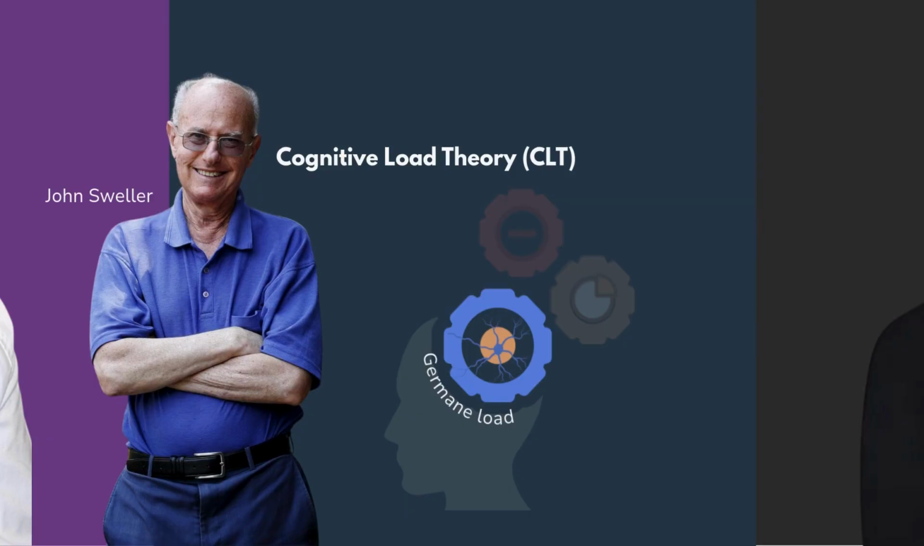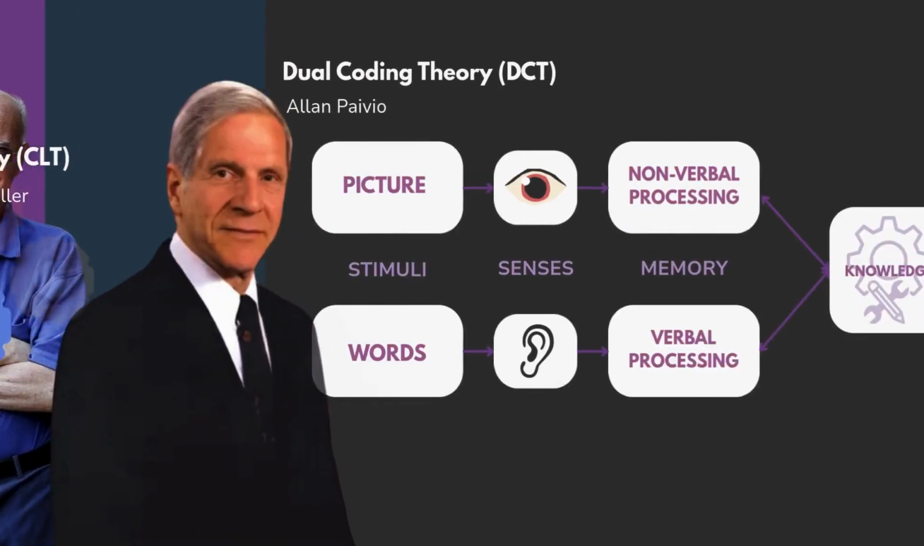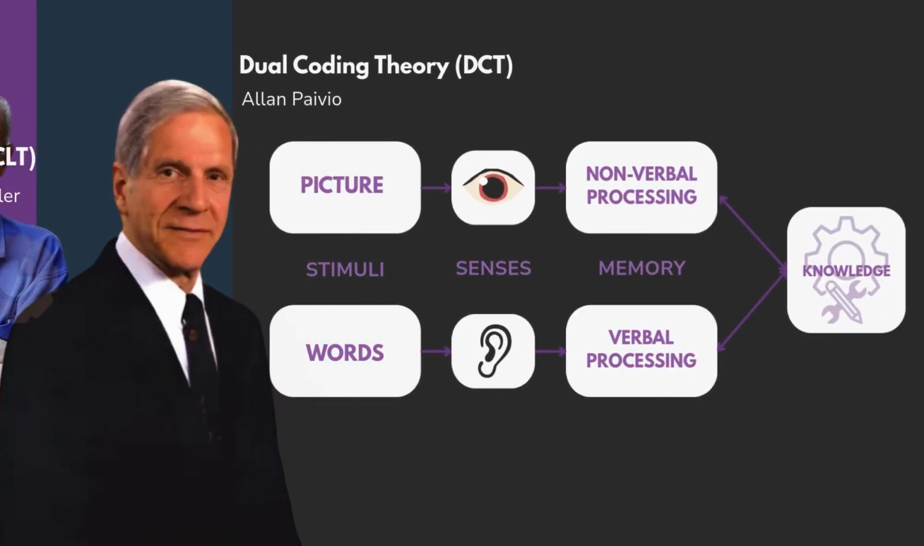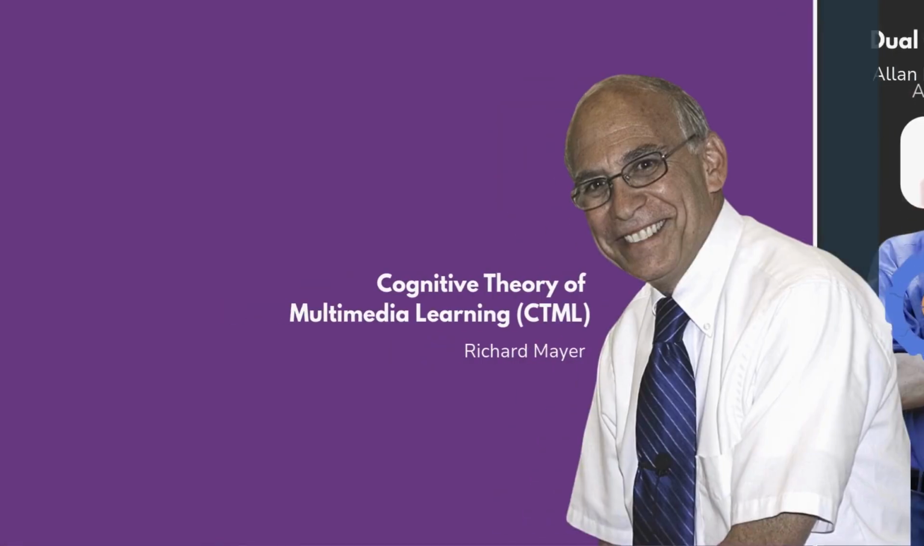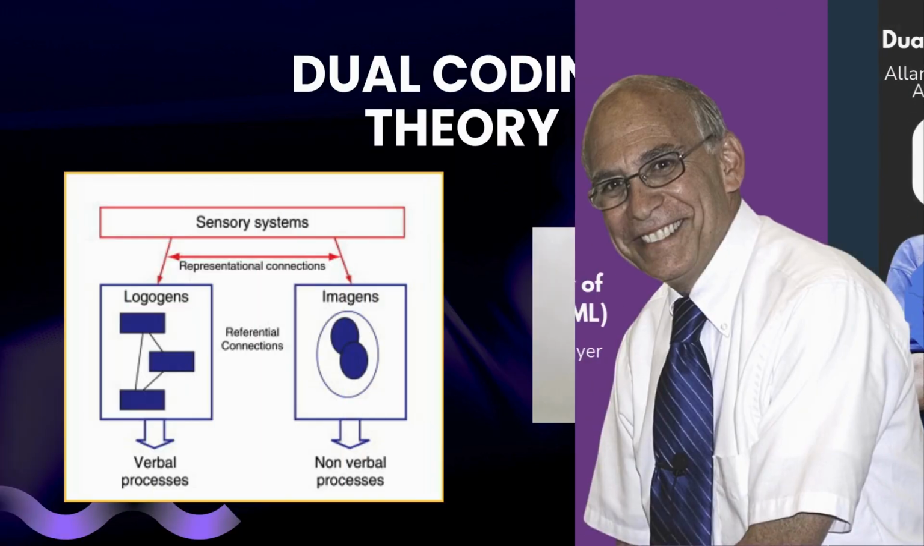DCT, on the other hand, proposes that we learn through 2 different channels, the verbal or logogens and the visual, the imagens. While these work separately, they can interact to boost memory retention when activated together. With this foundation, Mayer developed CTML, which includes 2 key assumptions.